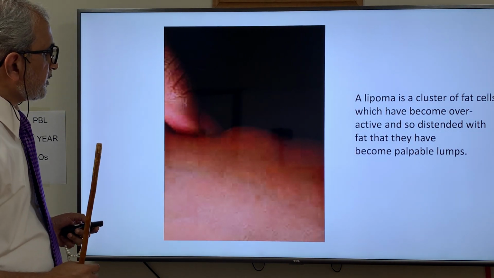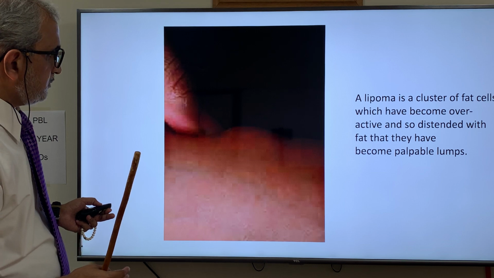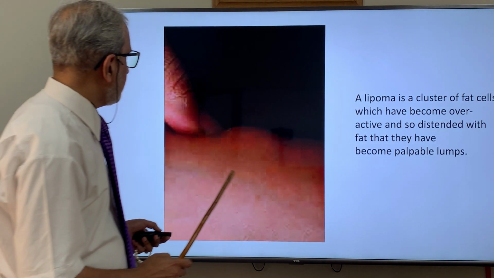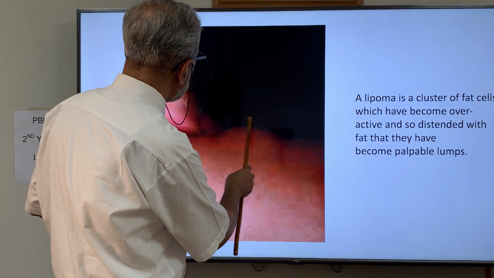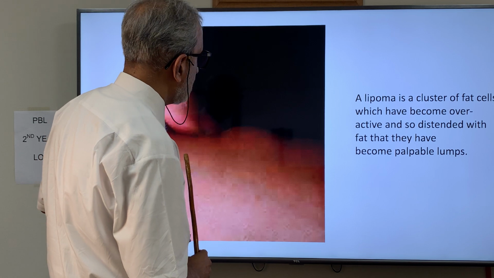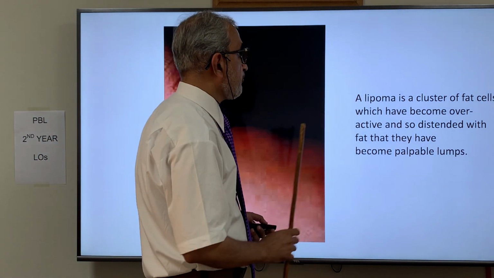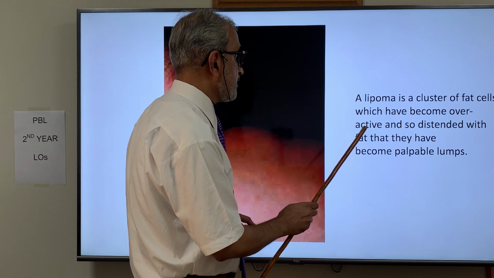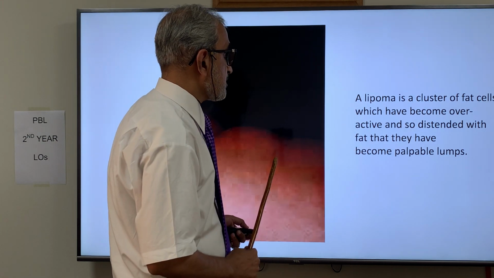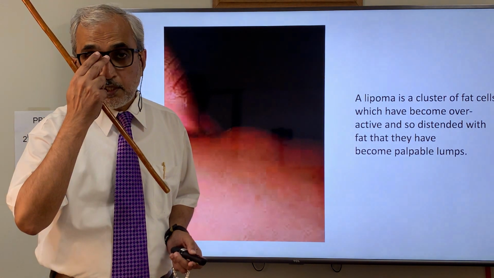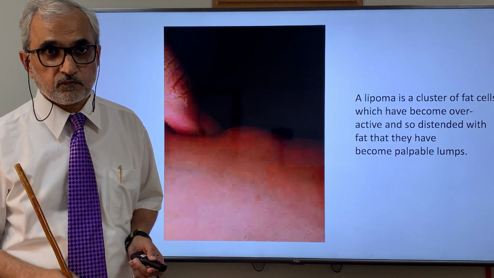Now, this is a picture of the patient's lesion, and as you see, this is a lipoma. A lipoma is a cluster of fat cells which have become overactive and so distended with fat that they have become palpable lumps. That is what a lipoma is.